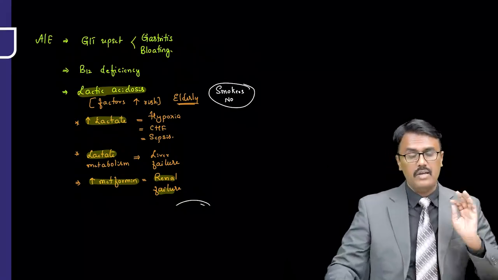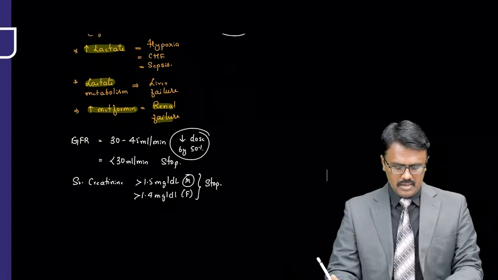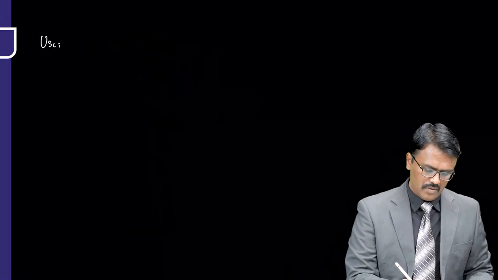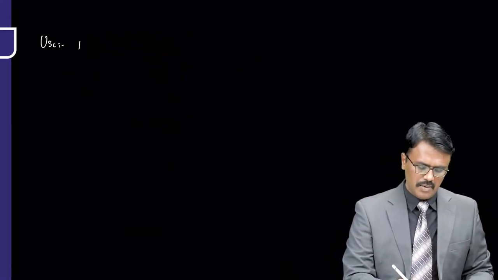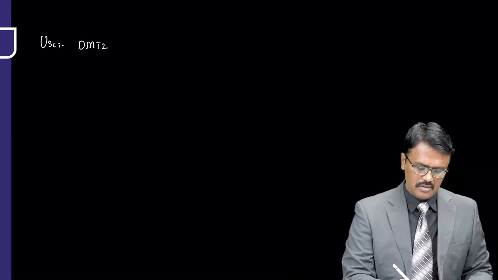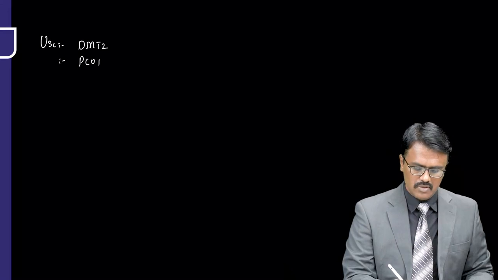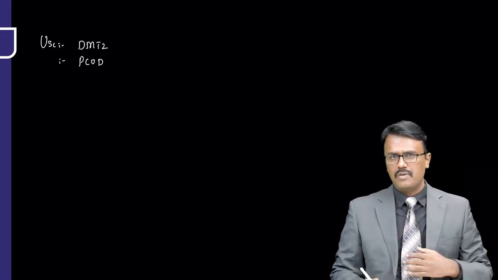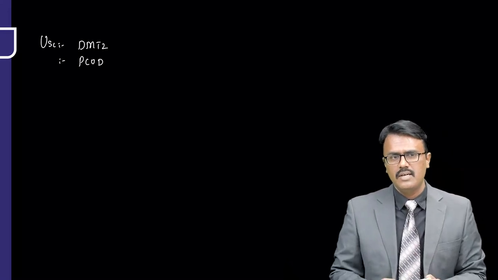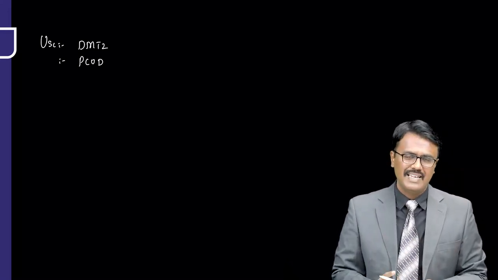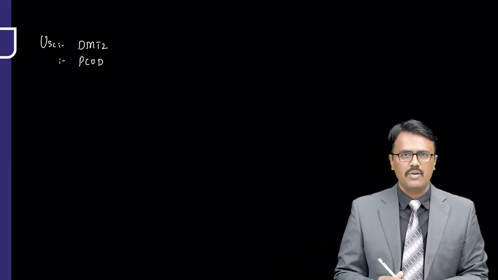Remember, metformin, very beautiful drug. So where do you use it? It is used in diabetes type 2, correct? Then it is used in PCOD. The reason is it's an insulin sensitizer. So apart from diabetes, it is also used in PCOD, because in PCOD there is insulin resistance and metformin can overcome that. Okay, so once we know the metformin concept, let us move to the next oral antidiabetic drug.